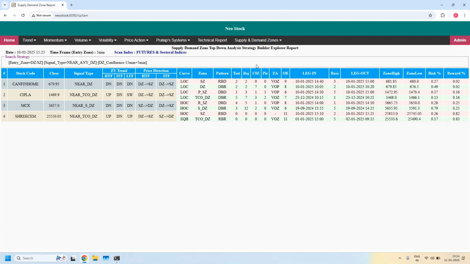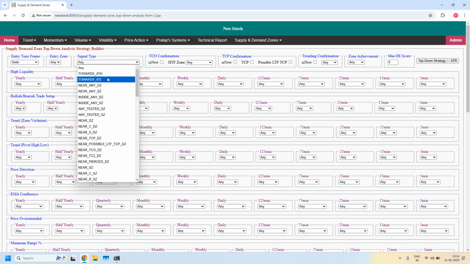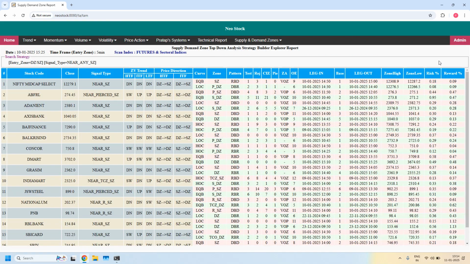Okay, next 5 minutes time frame. Stocks near 5 minutes supply zone. We got 17 stocks. So first 15 stocks in the list.